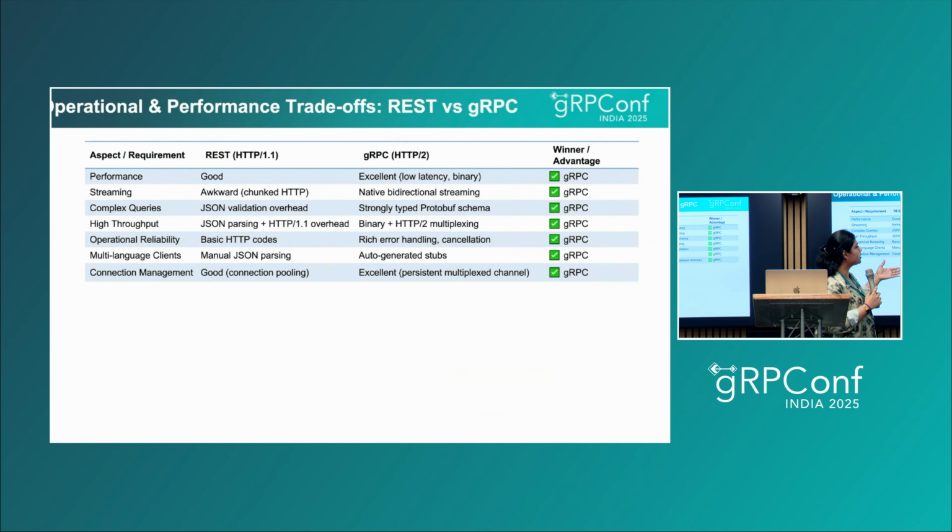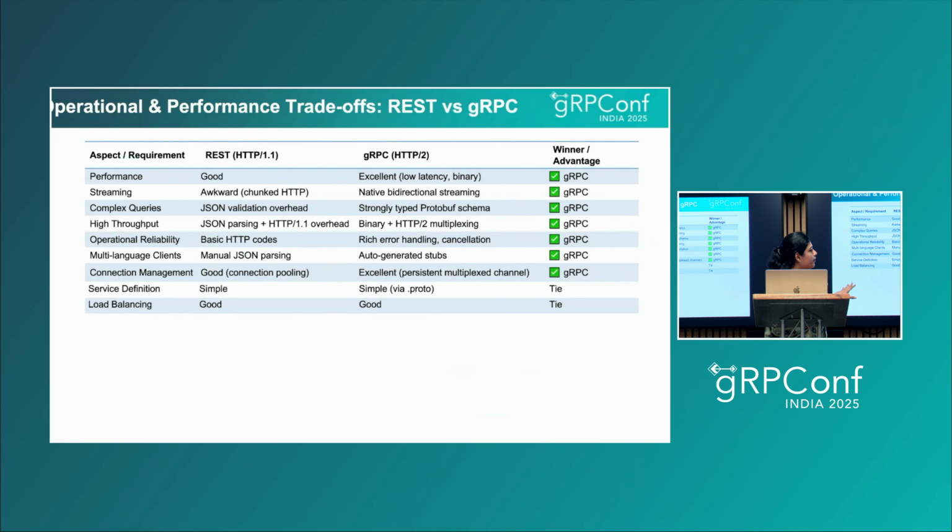was a clear winner for us, because with Protobuf we got strongly typed contracts that were sent in binary, which was much more efficient. And also it had HTTP multiplexing, so connection management was much less here. Here we saw that for the service definition and load balancing, it was quite a tie, because with JSON-based REST requests also, it is quite easy to set it up. So not a very complex scenario there, whereas with Proto also we could achieve it very easily. Load balancing also is kind of similar in both of those.